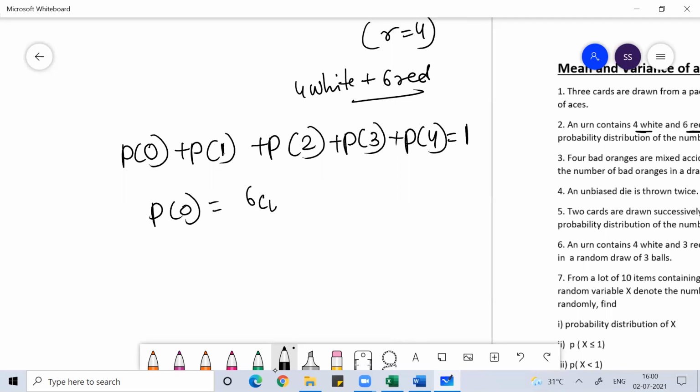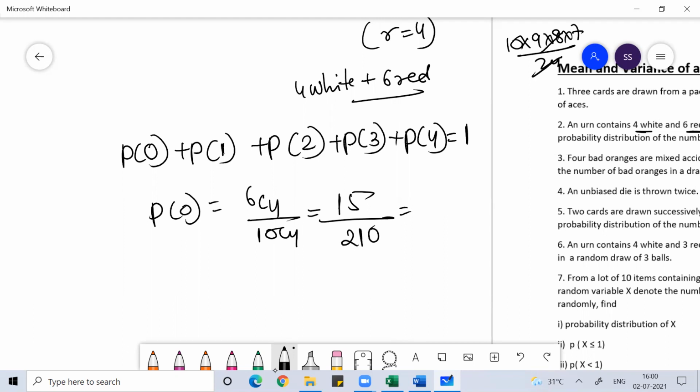So P0 means all the balls should be red. So this would be 6C4 divided by 10C4. 6C4 is 15. 10C4 is 210, that is 10 into 9 into 8 into 7 divided by 24. Simplify it further if you want. This is 3 by 42, then you can simplify it further, 3 by 14, 1 by 14. So P0 is 1 by 14.